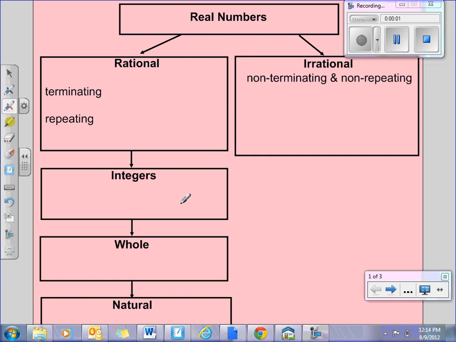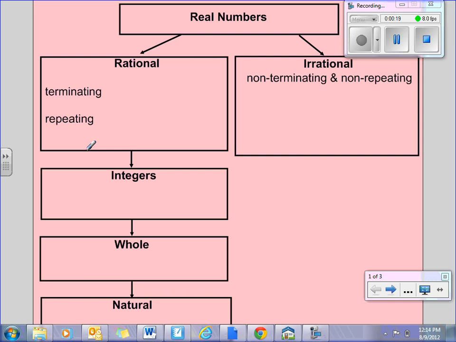This lesson is on real numbers. All of the numbers that you'll be dealing with in this course are considered real numbers. There are two types of real numbers, the rationals and the irrationals. We'll start with the rational side. There are two types of rational numbers, terminating and repeating.